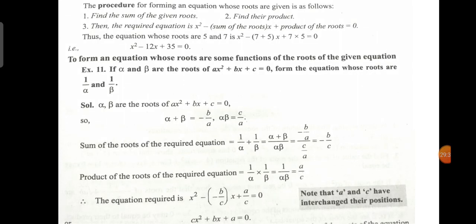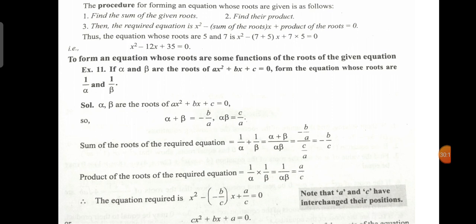Then the procedure is: find the sum of the given roots, find their product, then the required equation is x square minus sum of the roots into x plus product of the roots equal to 0. For example, if 5 and 7 are the roots, then it is x square minus (7 plus 5) into x plus 7 into 5 equal to 0. That is, x square minus 12x plus 35 is equal to 0.